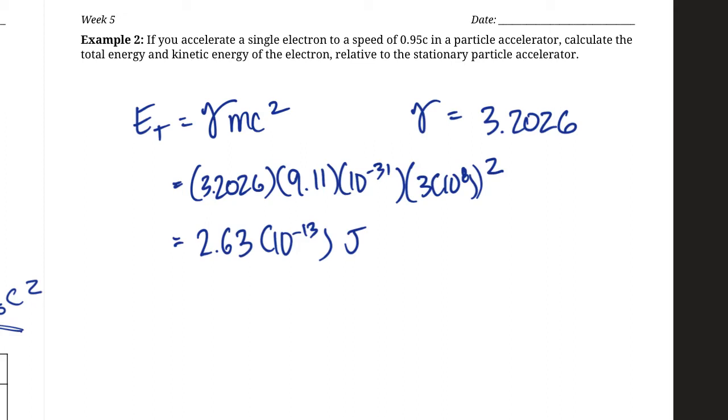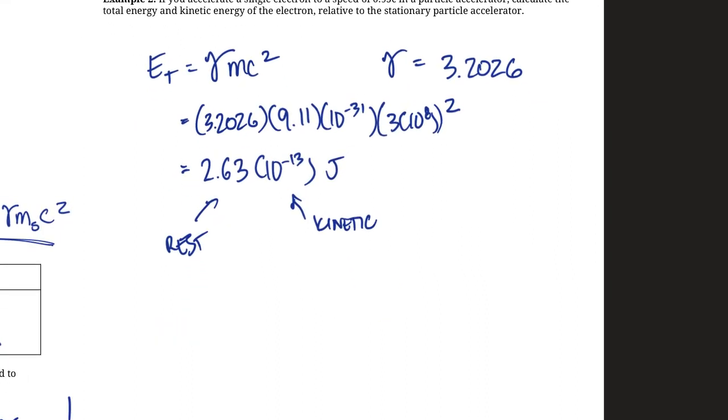Okay, so it's a small number because, I mean, it's the energy of a single electron, so it's obviously not going to be a big number. But remember, this is the total energy. It's made up of the rest energy and the kinetic energy. So can we calculate the kinetic energy? And the relativistic kinetic energy, remember, is just going to be the total energy minus the rest energy. We've already calculated the total energy, so we just need to subtract from that the rest energy, which is mc squared.